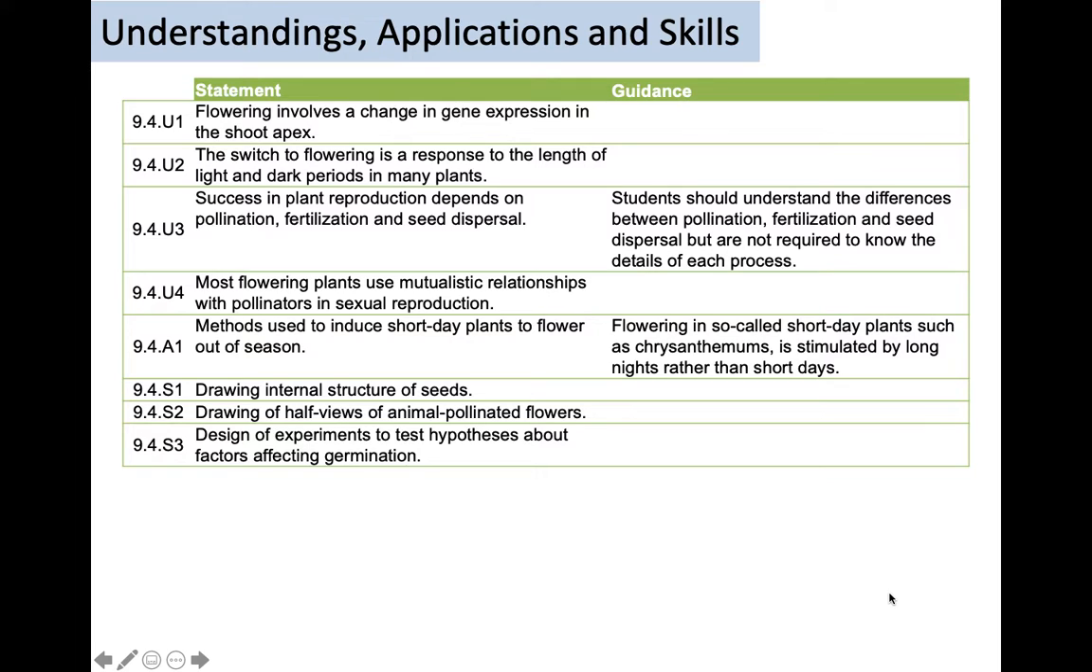A lot of the time, I've seen paper one questions where you just need to know the order of these steps in order for reproduction to happen. Another one is that most flowering plants use mutualistic relationships with pollinators in sexual reproduction. Then, methods to induce short day plants to flower out of season. We'll talk about what these short day and long day plants are and how we can manipulate how they bloom, so that we can get them to bloom when they normally wouldn't.